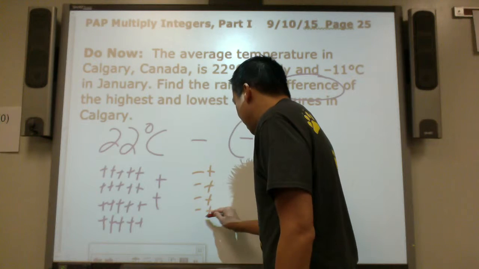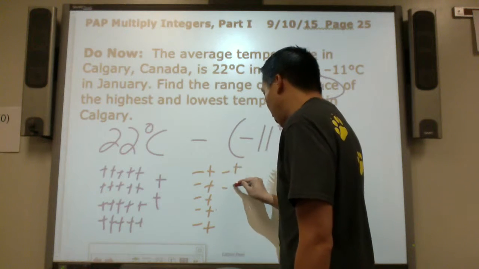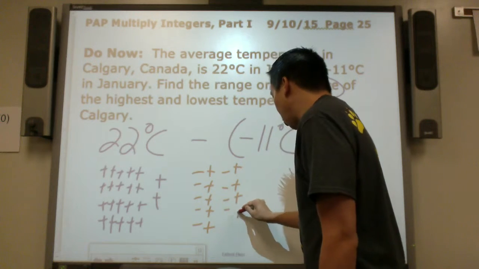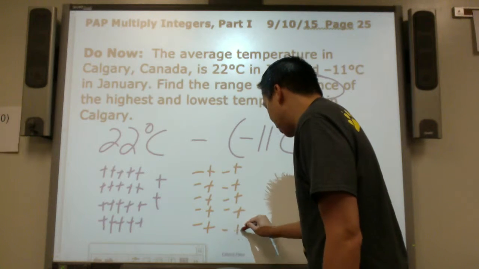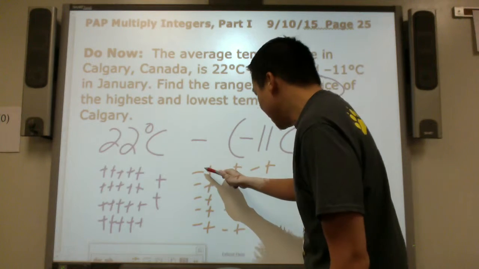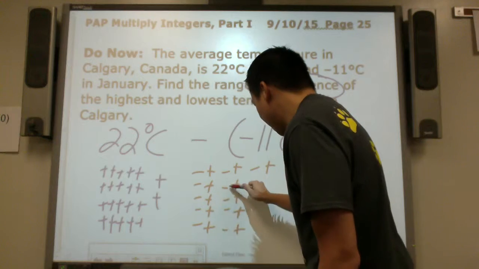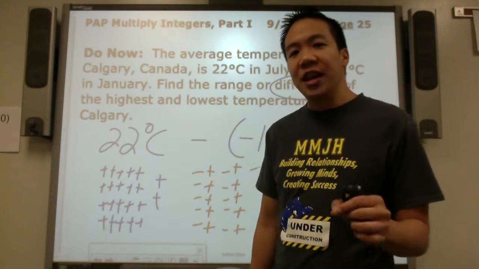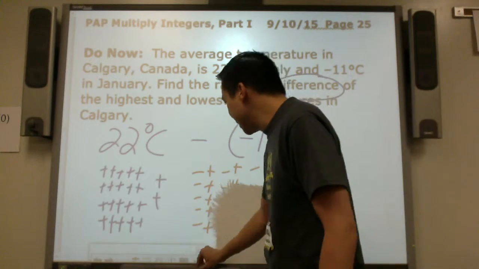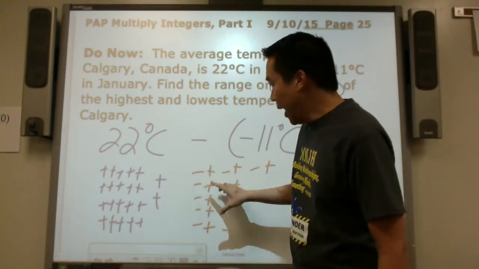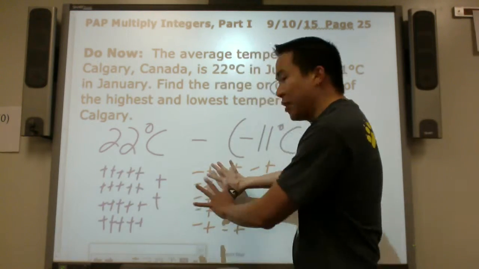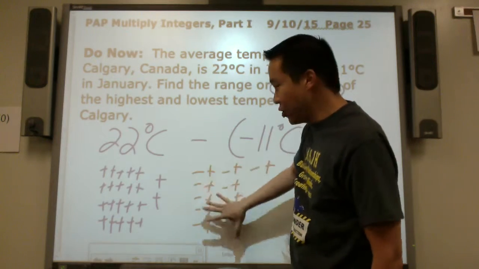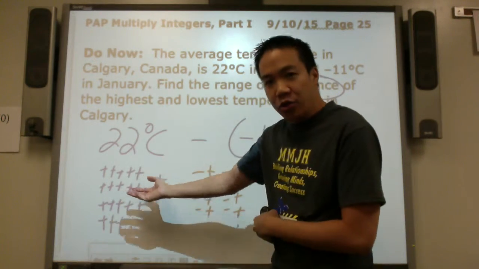So how many zero pairs do I need to draw? Well, it says I need to take away 11 negatives. So I probably need to draw 11 zero pairs. 1, 2, 3, 4, 5, 6, 7, 8, 9, 10, 11. What are zero pairs again? It's when you have a positive and negative. They cancel out, because if you put a zero pair to this, nothing happens. The negative and positive cancel out. They all go away. It's still 22 Celsius.